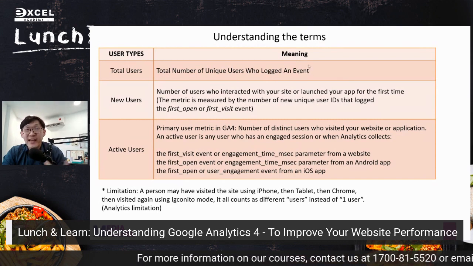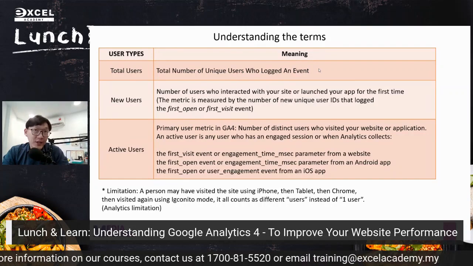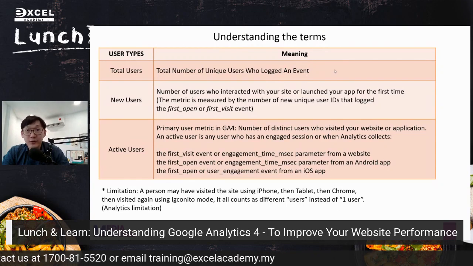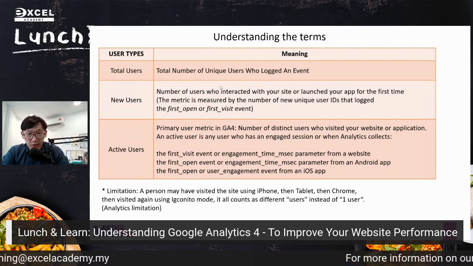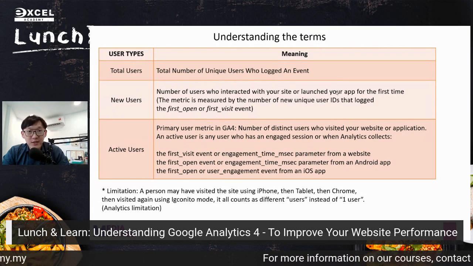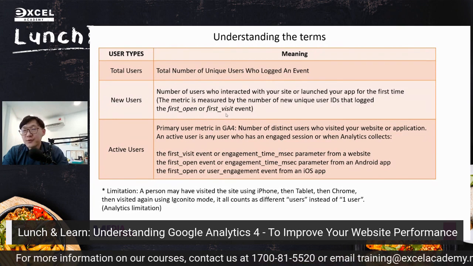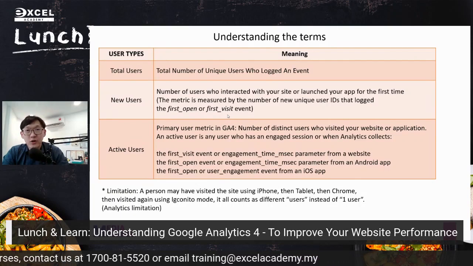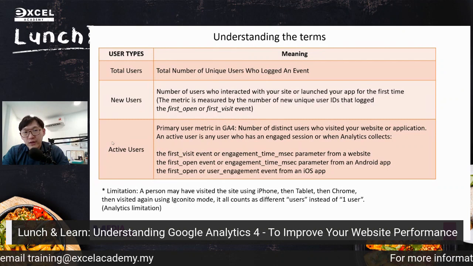Event means an action. Event means an action, it can be viewing a page, downloading something, clicking on a page. Okay. New user means the first time they've launched your app or visited your website. Okay. It's either when they first open your app or when they first visit your website. Yeah. So first visit, first open, all these are called events. And then you also have active users.